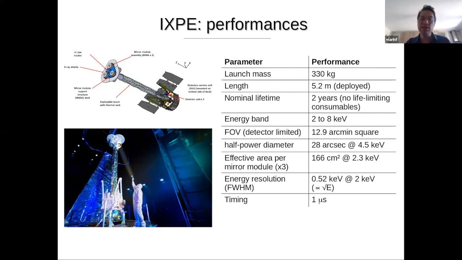The energy band is 2 to 8 keV. It has a field of view, because it can do imaging, as I said, of about 12.9 arc minutes square, with a spatial resolution of about 28 arc seconds at 4.5 keV. It is able to do spectroscopy with an energy resolution of 0.52 keV at 2 keV, and of course, it depends on the square root of energy. And you can do timing on the order of a microsecond.